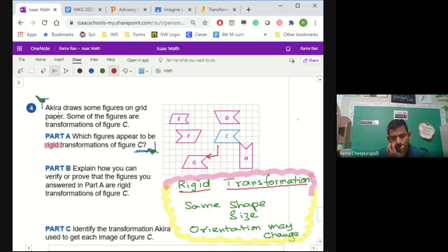Okay, I like that. Yes, that's true. I can see that. Yes, they look the same because I see there are 1, 2, 3, 4 blocks and 1, 2, 3, 4 blocks, and everything looks the same shape and size too. So yes, this is a rigid transformation. How about letter F? What do you guys think?